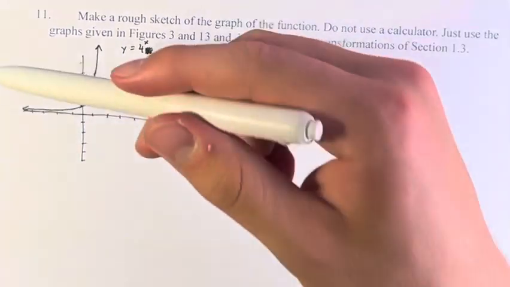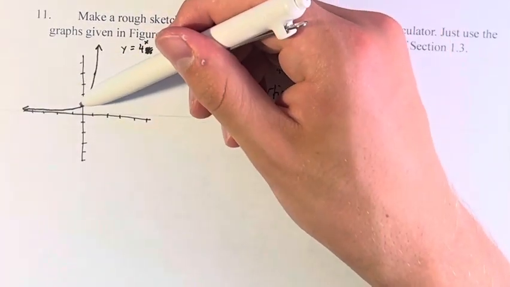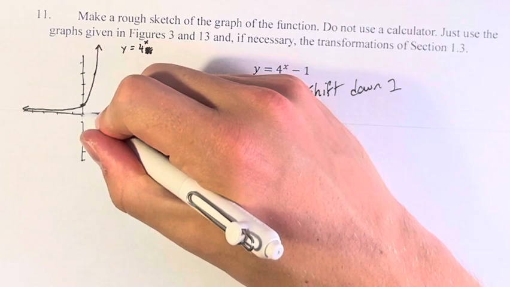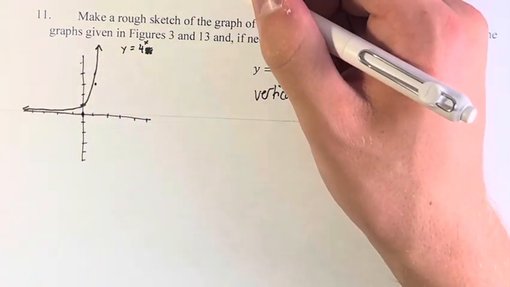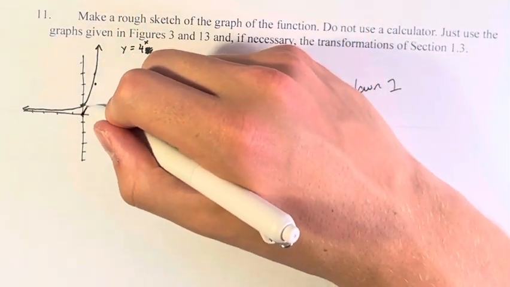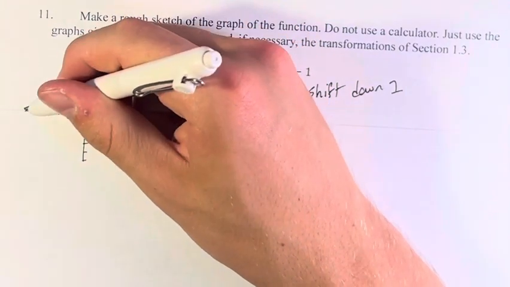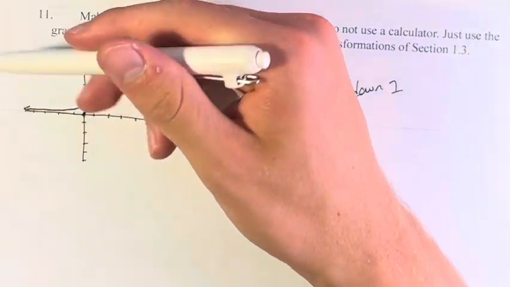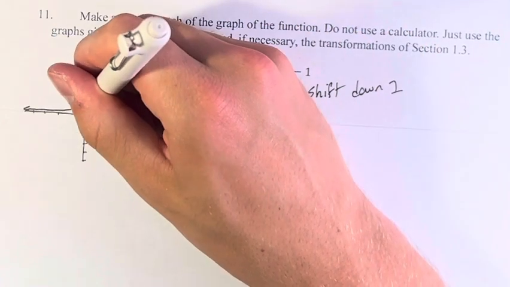So what we have to do is take our graph here. We have two important points. (0, 1) becomes (0, 0). And (1, 4) becomes (1, 3). And then other than that, the function remains the same. So it goes off to infinity. And then it goes off to 0, except that's been changed, down 1, so it's approaching negative 1.